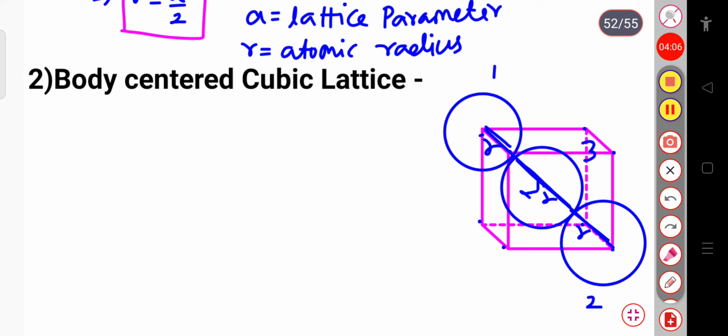So here I can say that for this total diagonal, the length will be equal to r plus 2r plus r. So that will be equal to 4r.